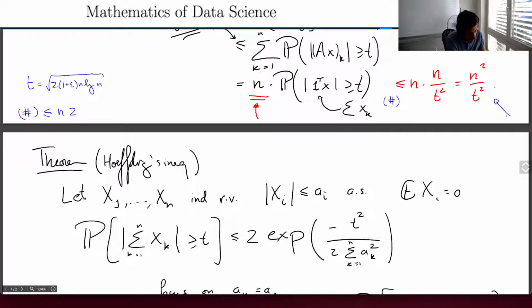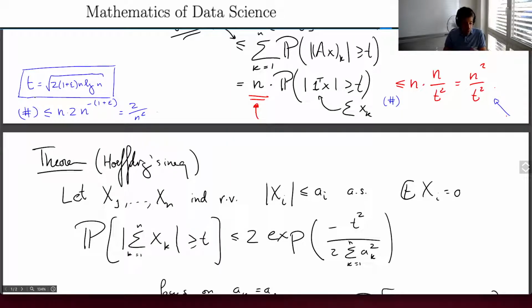Okay, and then we would get that the probability is smaller or equal than n times 2 times n to the minus 1 plus epsilon. Right? So this would be equal to 2n to the minus epsilon, or I can write this as 2 over n to the epsilon. So for any epsilon positive, the probability that the infinity norm of Ax is bigger or equal than this constant is now smaller or equal than a polynomial in n, right? 2 over n to some epsilon.